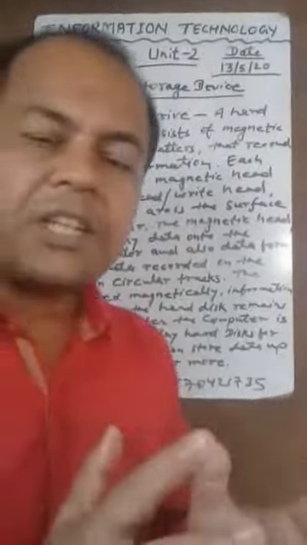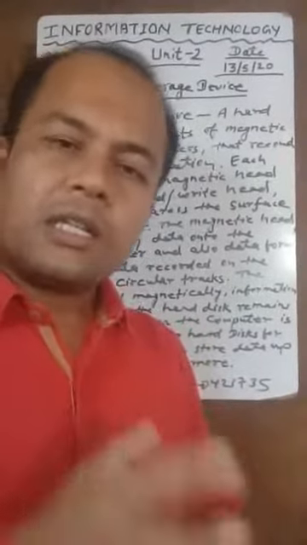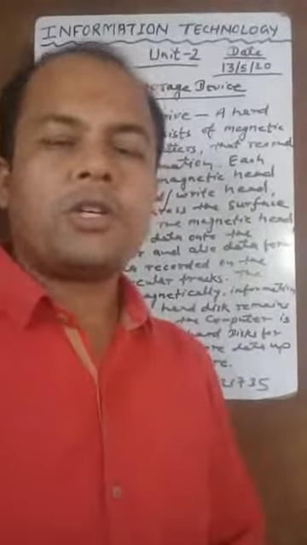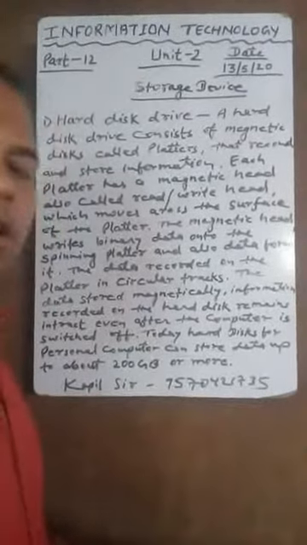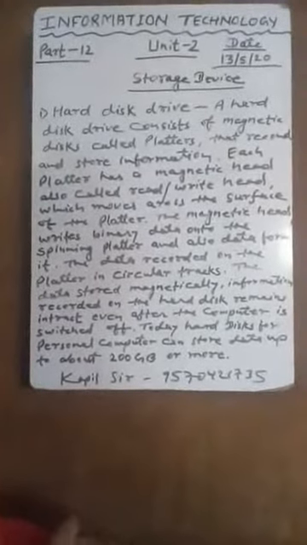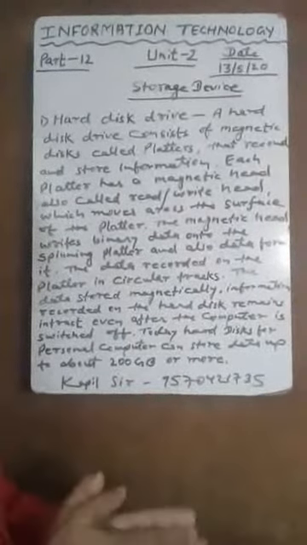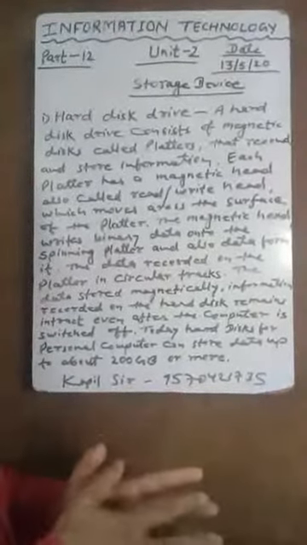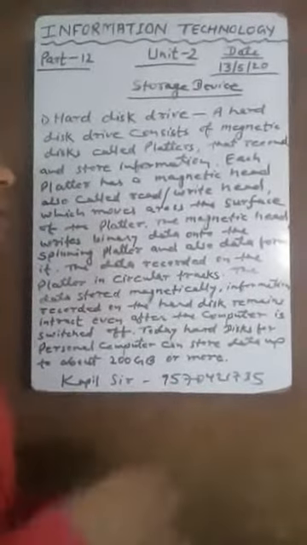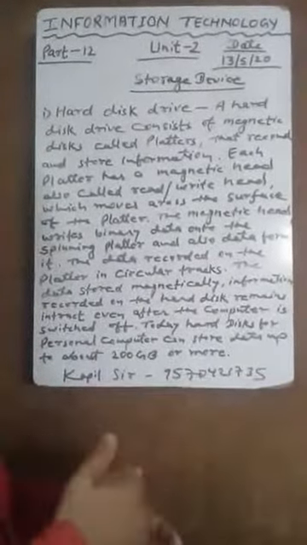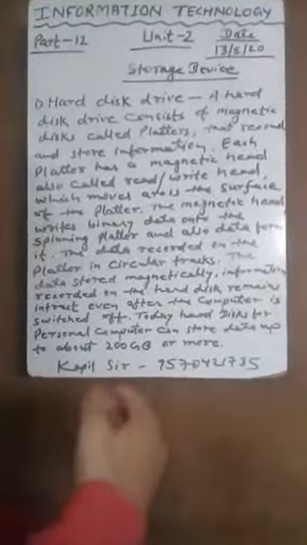Our hard disk consists of magnetic disks. These disks store our information and record all information. Each platter has a magnetic head, also called a read-write head, which moves across the surface of the platter.